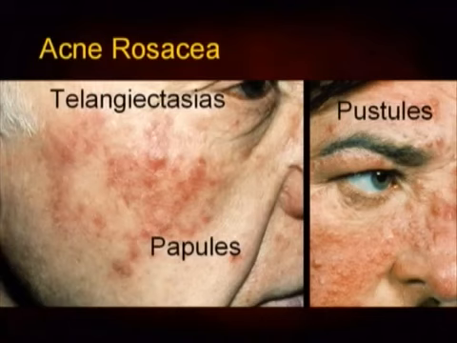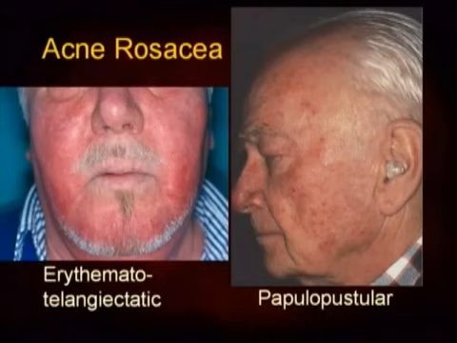And these folks have erythema and papules and pustules in the central part of the face, as well as some telangiectasia. Rosacea can be divided up into categories based on the main features of the rosacea. So erythematotelangiectatic, the name kind of says it all here. You've got redness, you've got telangiectasia, it's erythematotelangiectatic, as opposed to papulopustular, which is primarily papules and pustules.